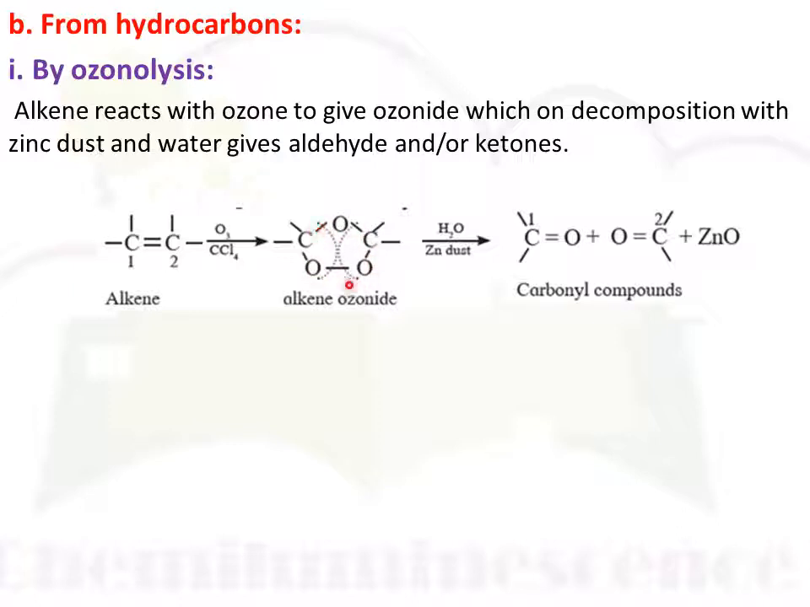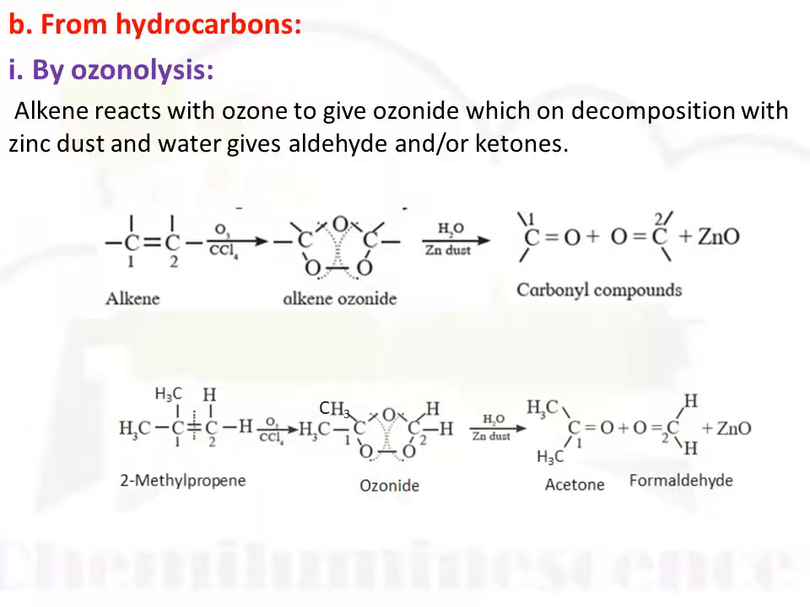This is an ozonide, and this ozonide on decomposition with zinc dust and water forms carbonyl compound, either aldehyde or ketone, depending on which type of alkene we are using. Here you can see that these curves are made for our convenience. This one part gets separated, this another part gets separated and forms two carbonyl compounds, and the remaining oxygen combines with zinc and forms zinc oxide as a side product. Let's see with the help of example.